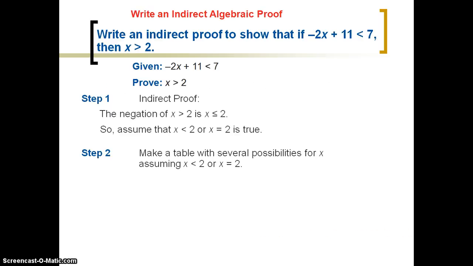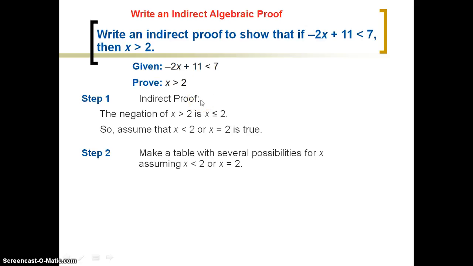So for our first proof, we're going to do an algebraic proof because these are easier to see before we get into geometric proofs. So it says write an indirect proof to show that if negative 2x plus 11 is less than 7, then x must be greater than 2. So we're given that negative 2x plus 11 is less than 7, and we are going to prove that x has to be greater than 2.